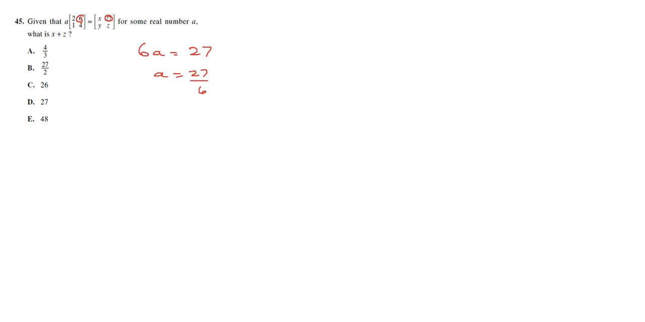So A is 27 over 6, and we're looking for the value of x plus z. So let's add up the value of x plus z and then look at the same position in the first matrix. So we have A multiplied by (2 plus 4) is equal to x plus z. So 27 over 6 multiplied by 6 is equal to 27.